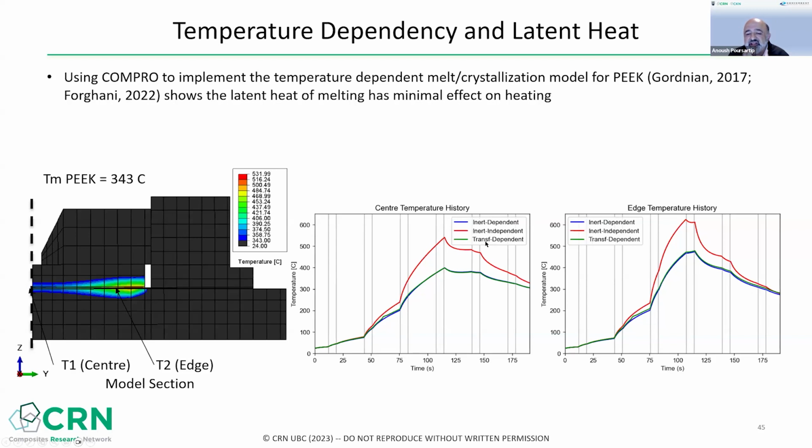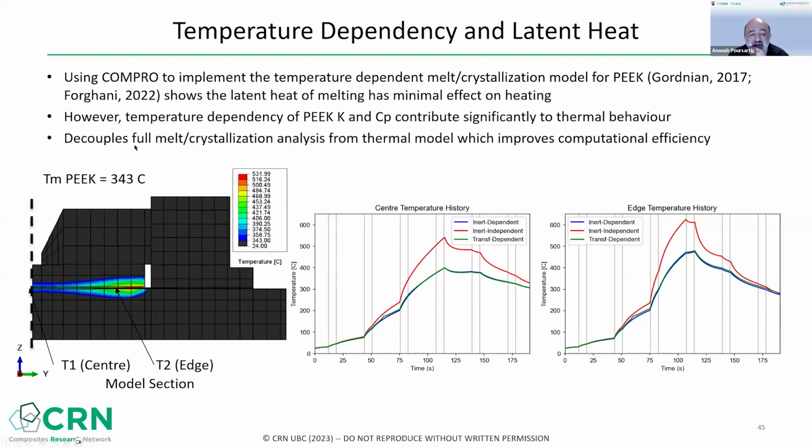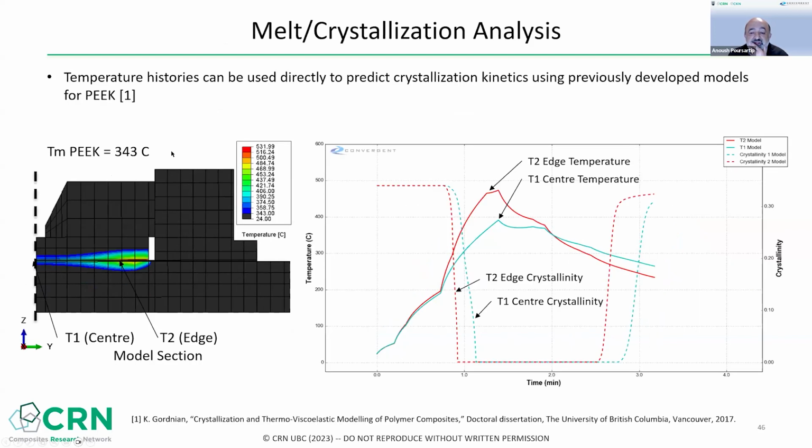properties, in other words, the heat due to melt or crystallization, makes a tiny difference. And the reason for this is there's not a lot of material that melts and crystallizes, so avoiding that is not an important issue. So temperature dependency, really important. Because melt crystallization doesn't do much to the temperature profile, it means we can run a decoupled model. Run the thermal model inert, then use that temperature prediction to predict melt crystallinity.